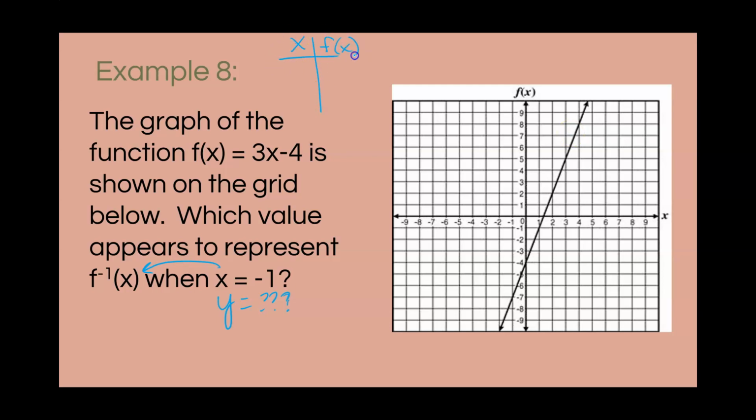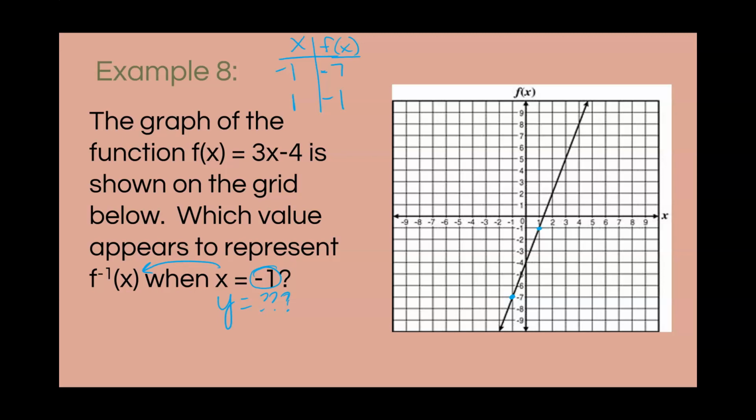So I'm going to collect some points from the original graph. Okay, now let's be smart about this. When I'm switching points, one of the numbers has to be -1. So why not just collect the coordinates that have a -1 in it? So I have a coordinate right here that's a -1. That's -1, -7. And then my other -1 is right here. And it is 1, -1.